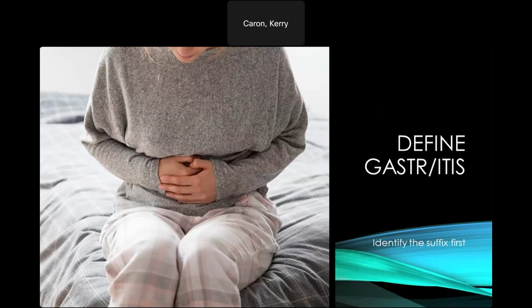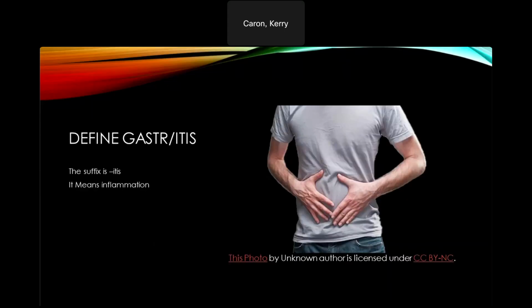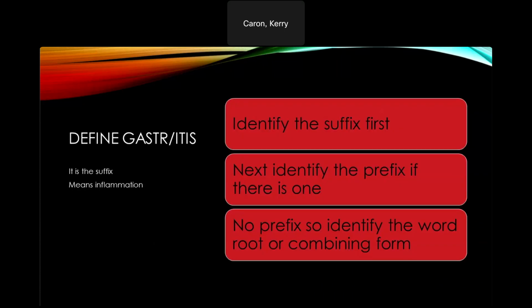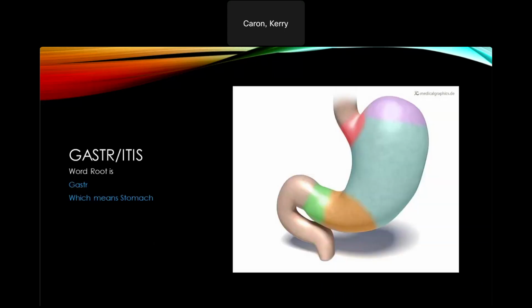Okay, so here's an example. So gastritis. You'd first identify itis, the suffix, and in this case, it means inflammation. And then you would go to the front of the word, and there is no prefix. So you would define gastra. And gastra means stomach. So gastritis is inflammation of the stomach, not stomach inflammation, inflammation of the stomach.